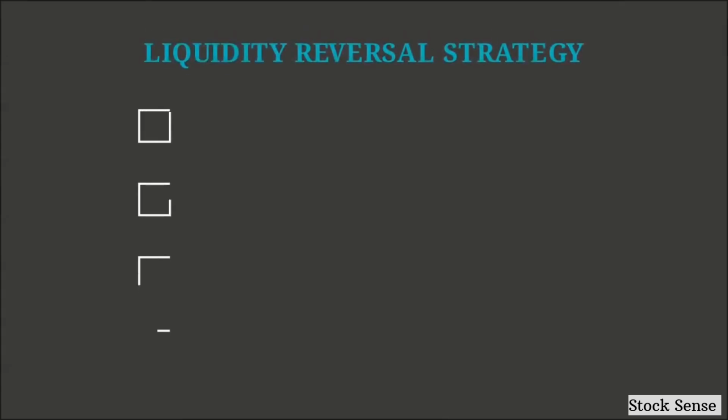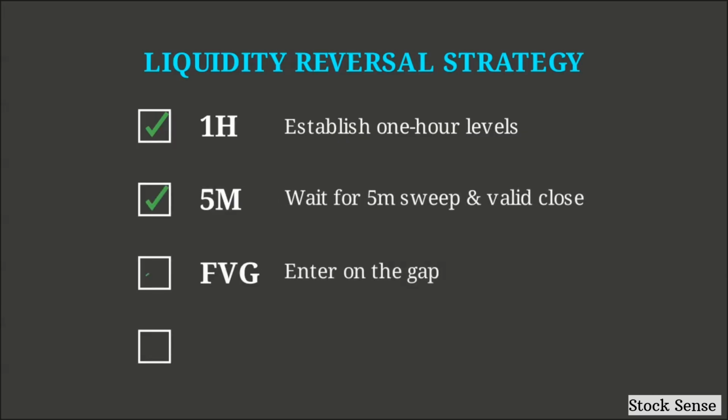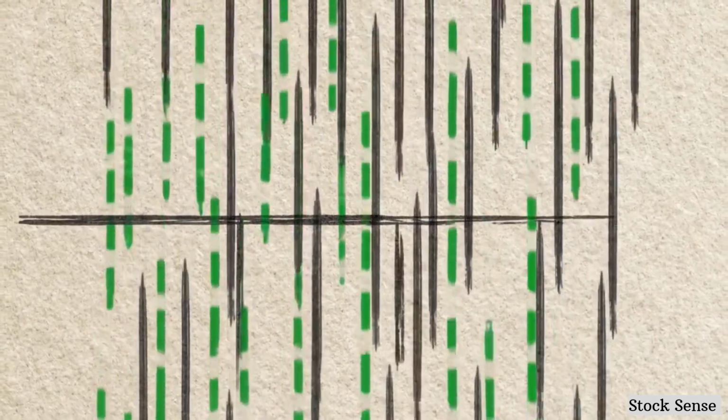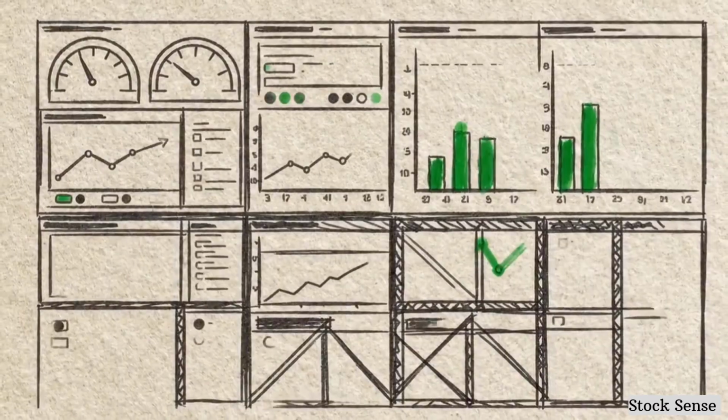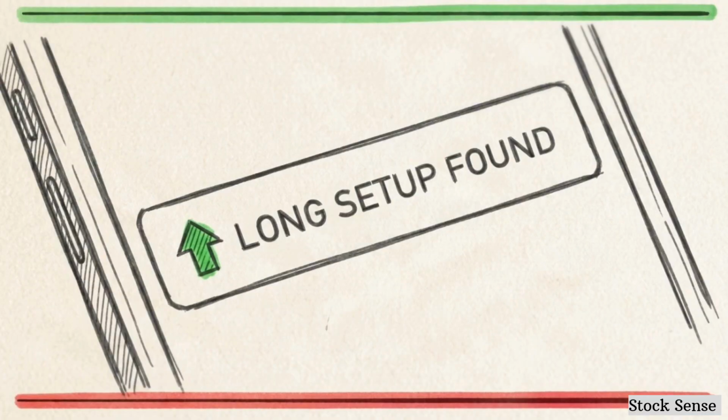That is the complete checklist. Establish 1-hour levels, wait for a 5-minute sweep and a valid close, enter on the gap, and maintain a 2.5 risk-to-reward ratio. Experienced traders often take this a step further by coding these exact rules into custom scripts, allowing the software to scan the markets and send alerts the moment the conditions are met.